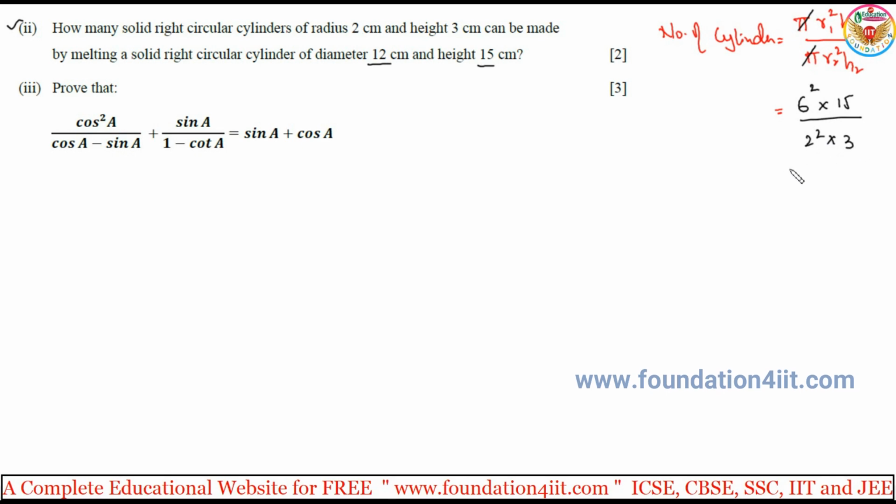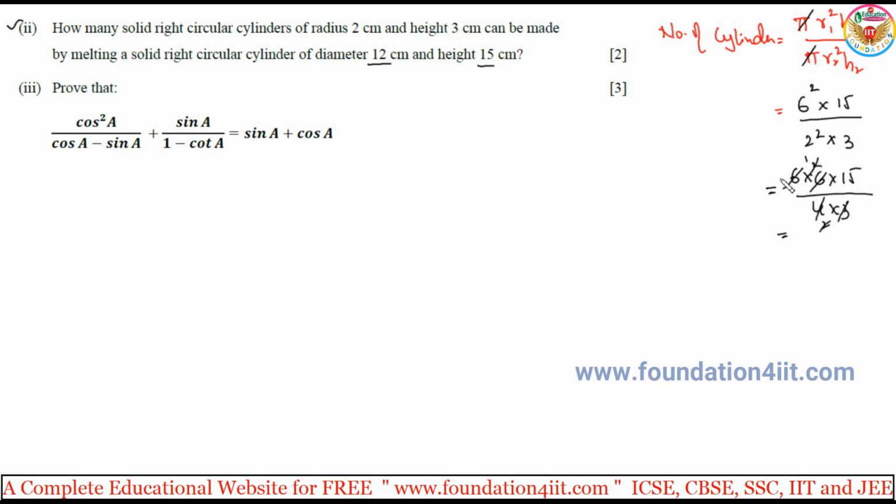You can simplify to get the number of cylinders. 6 into 6 into 15 by 2 into 2 into 3. So cancelling, 3 twos are 6, 2 twos are 4, 15 threes are 45. Yes, so 45 cylinders we can make. When melting, the volume does not change. So the bigger cylinder's volume divided by each small cylinder you are making should be in the denominator. This is a simple problem.